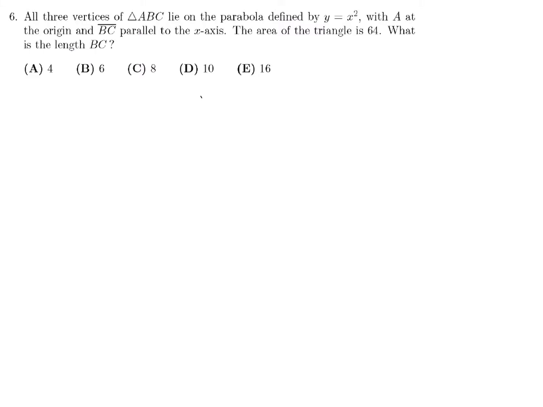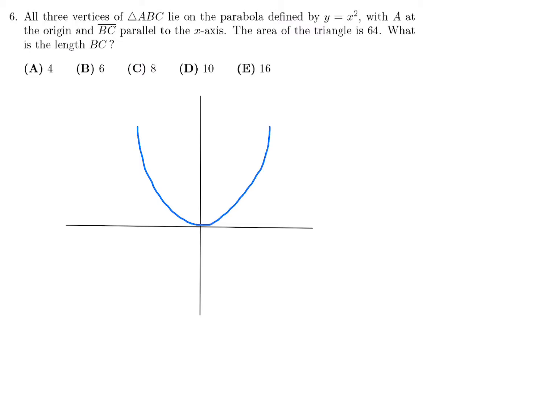All right, let's draw a little diagram, and off we go. So that parabola will look something like this, y equals x squared. Not perfectly drawn, but that's okay. And we have B, C, and A, right? So B here, C here, and A is the origin. So we can connect the dots and make a little triangle.